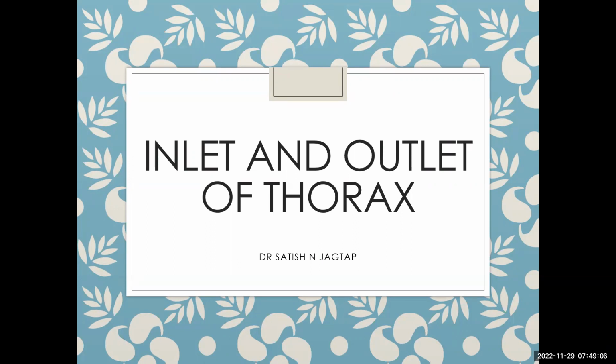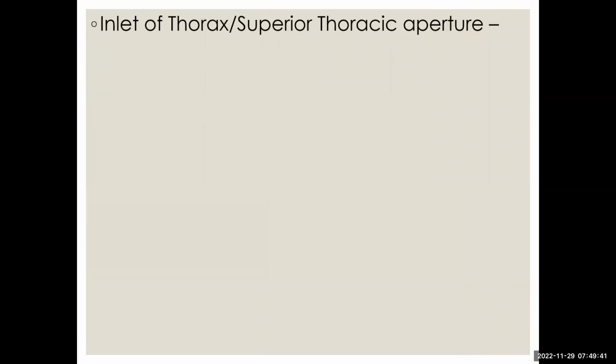Through the openings at the upper and lower end of the thoracic cavity, which are called the inlet and outlet of thorax. The superior thoracic opening or aperture is called the inlet of thorax, and the inferior aperture or opening of the thoracic cavity is called the outlet of thorax. So inlet is the upper opening of the thoracic cavity through which the thorax communicates with the root of the neck. Inlet of thorax is also called the superior thoracic aperture.